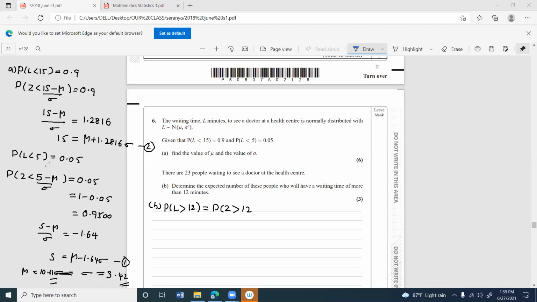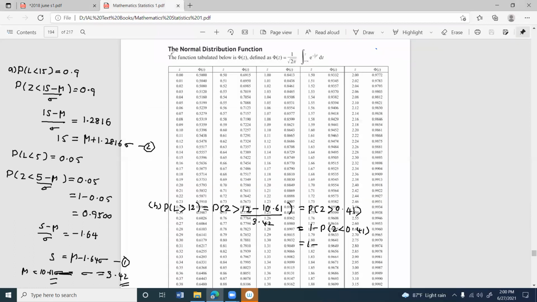12 minus the mean value, 10.61, divided by the standard deviation, 3.42. It turns into the probability that Z is greater than, you just work out 12 minus 10.61 divided by 3.42. That is 0.41. Because we can't find the greater region from the table, it should be 1 minus the probability that Z is less than 0.41. That is 1 minus 0.6591.